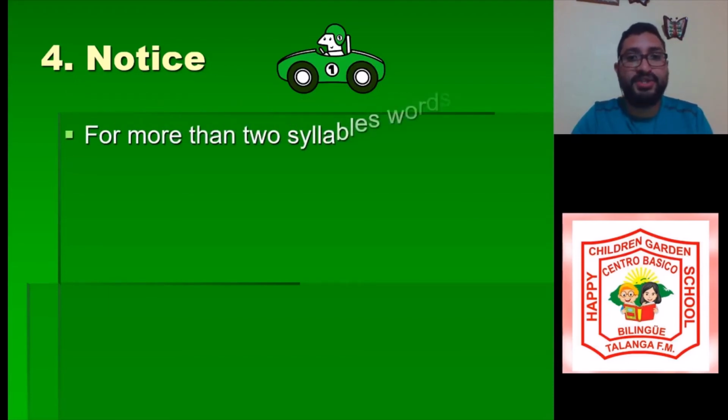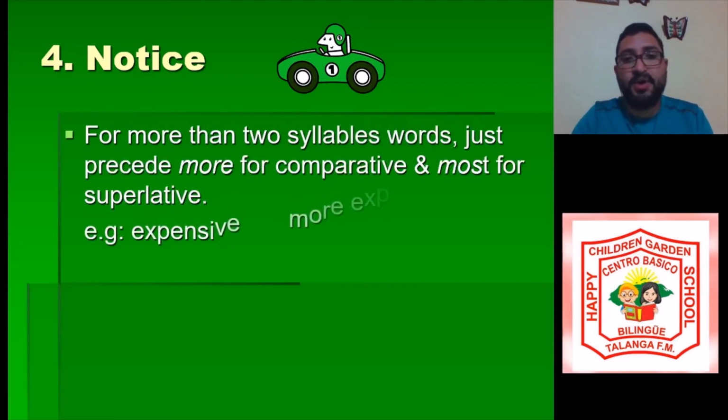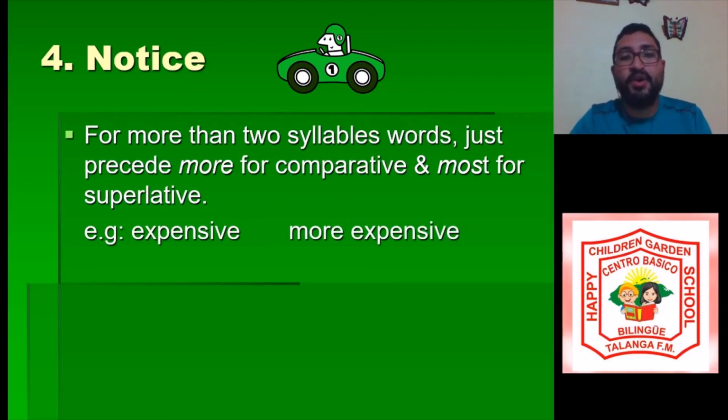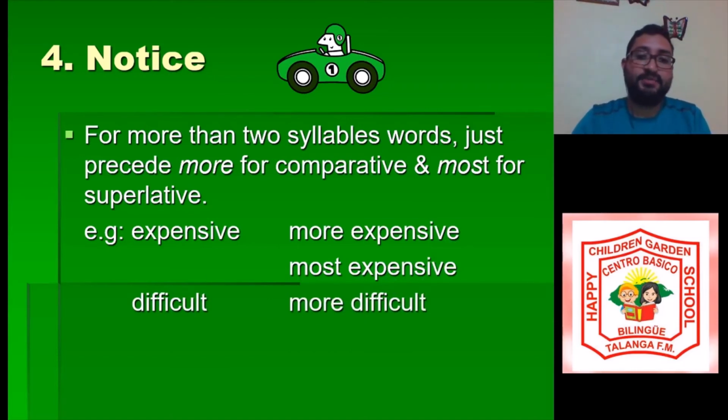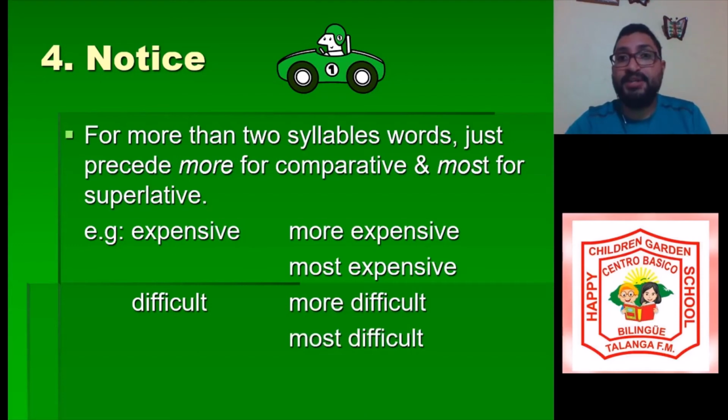For words of more than two syllables, just add more or most to form the comparative. When the word is long, it has more than two syllables, we're only going to add more or most. We're not going to say expensiver or expensivest. We're going to say more expensive or most expensive. Difficult, we can't say difficultier or difficultiest. We're going to say more difficult or most difficult. When the adjective is long, that is going to be the measuring thing to tell us that we're going to have to add more or most.